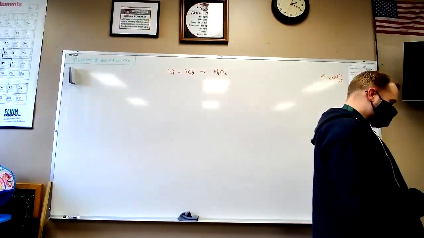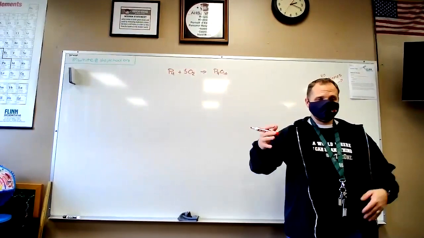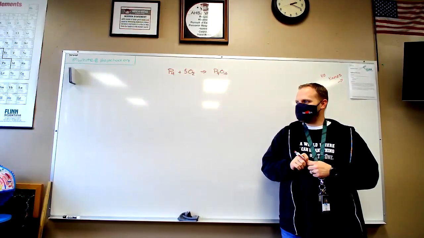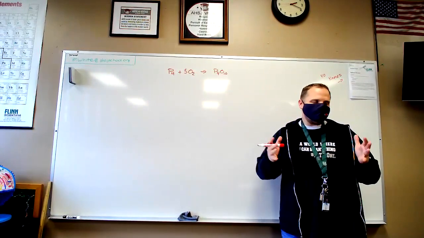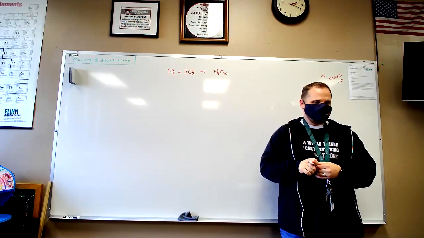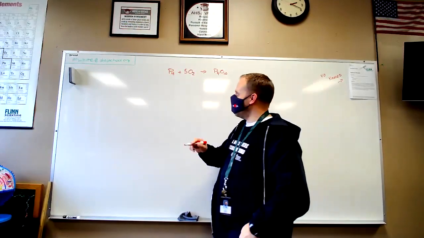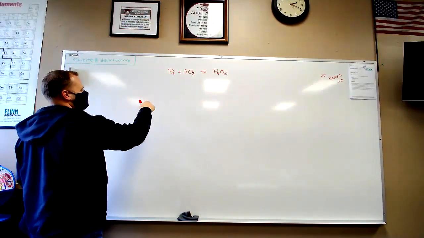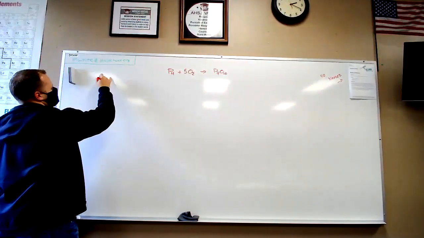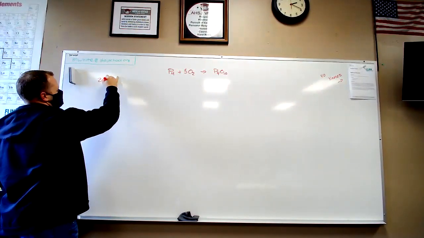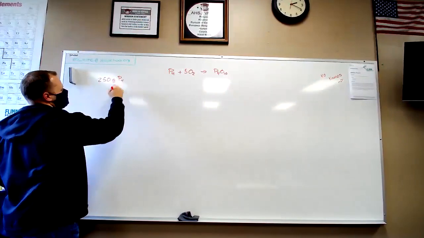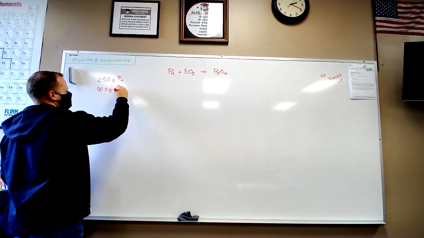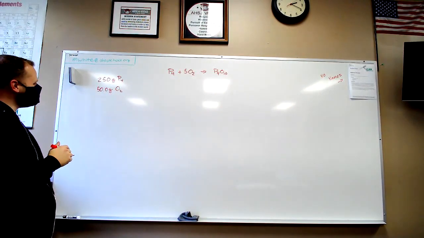Now, once again, the book goes through the steps just a little bit differently. It breaks them out into different steps. So either way, it works. You're going to get the same answer. Okay. But what we can do is say we've got 25 grams phosphorus, 50 grams of the oxygen. Okay.